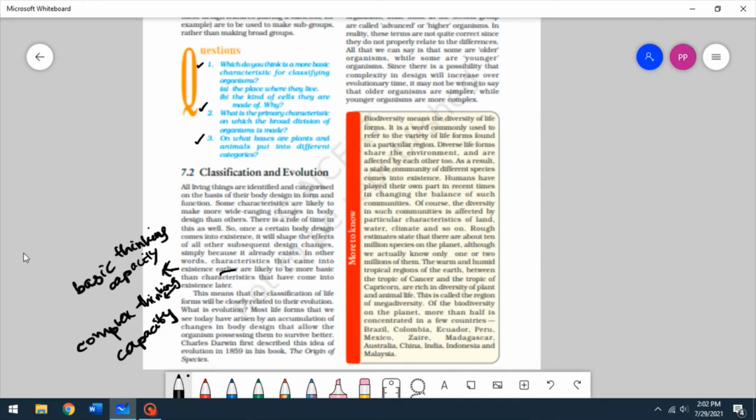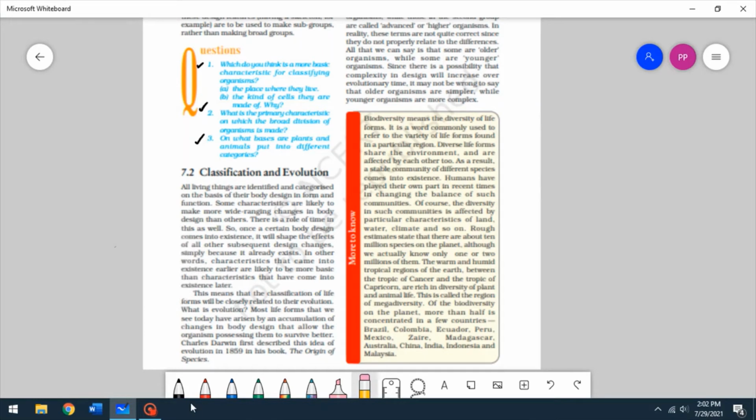In addition to that, complex thinking capacity developed as organisms evolved. I just took the example of humans and apes because that is more relatable. But as other organisms evolved as well, that is what they went through. Basic characteristics were the foundation, and more complex characteristics built upon the basic characteristics.